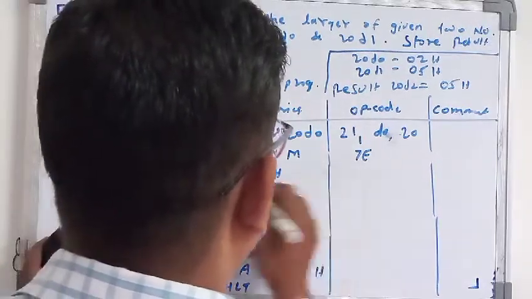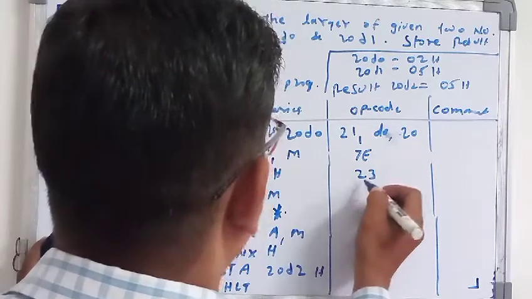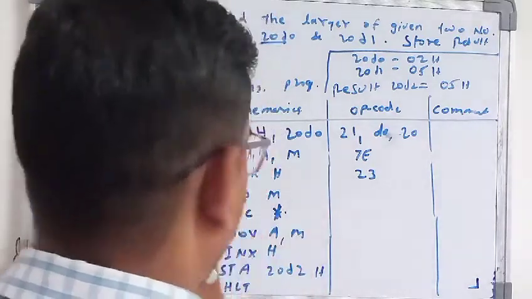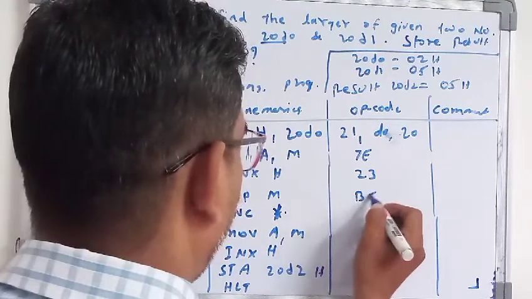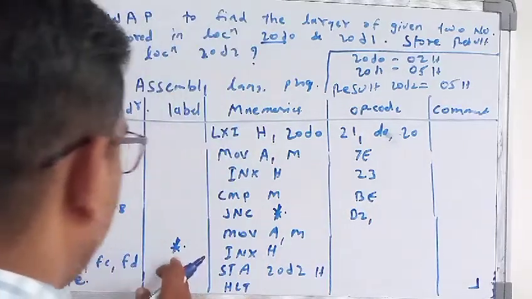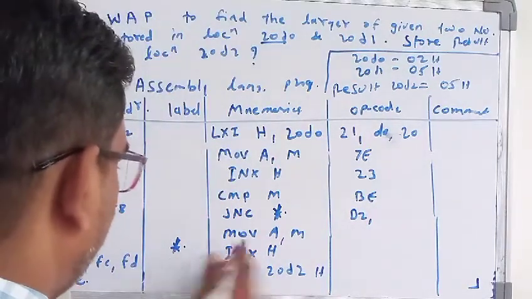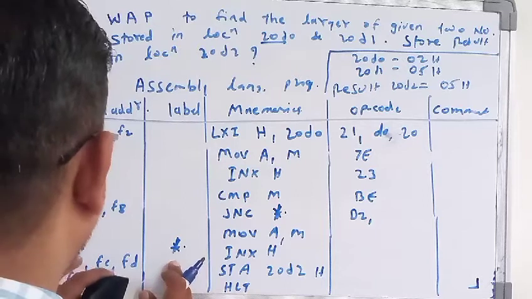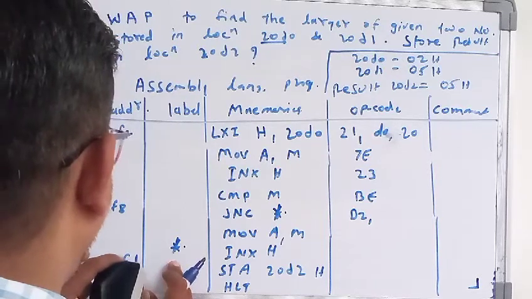After this 7E, the INX H it is 23. Then CMP M it is BE. JNC it is D2, comma. Now INX H address. What is the address for this one? It is FA20.